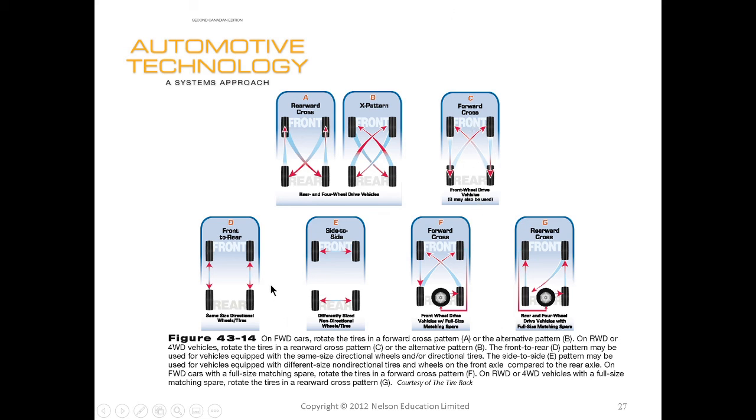Easiest one is probably front to back. It kind of depends on if we're seeing abnormal tire wear. Maybe the vehicle is pulling to one side, which might decide which way we want to rotate the tires.